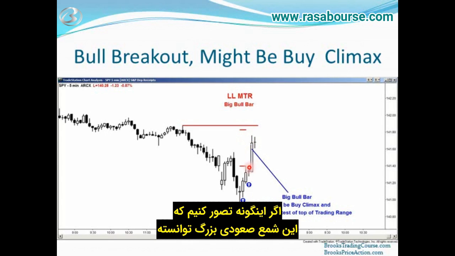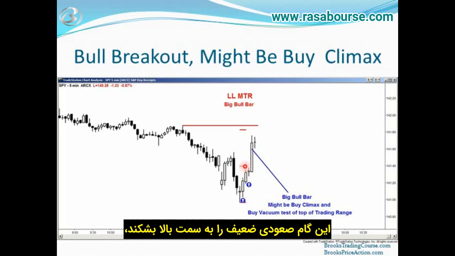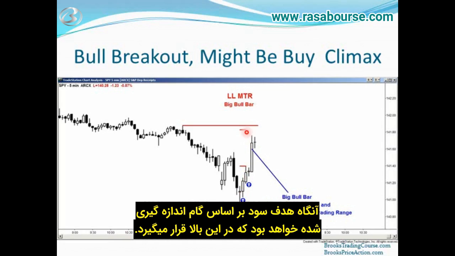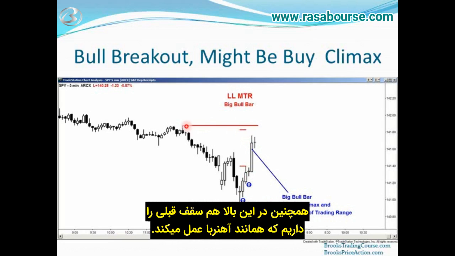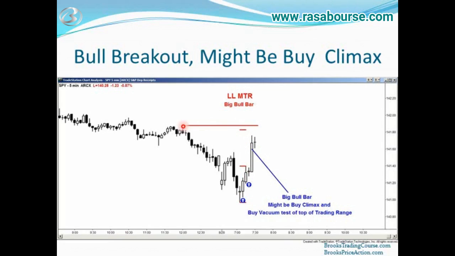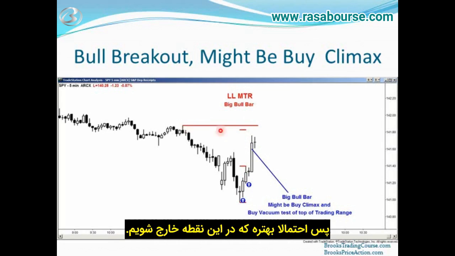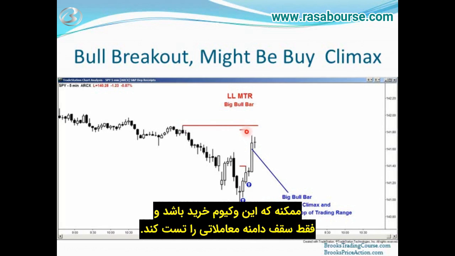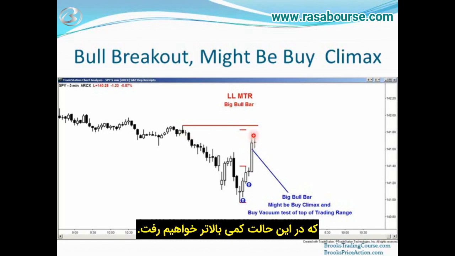You could already exit with a reward equal to your risk. If instead you view this as a breakout above this weaker leg up, you try to get a measured move up here. Also, we have a magnet up here, a prior lower high, and this target is below that magnet, so it's probably worth trying to get out at that point. It's possible that this is simply part of a buy vacuum test of the top of a trading range, but if it is, we probably have a little bit more to go because there's room up to that prior lower high.